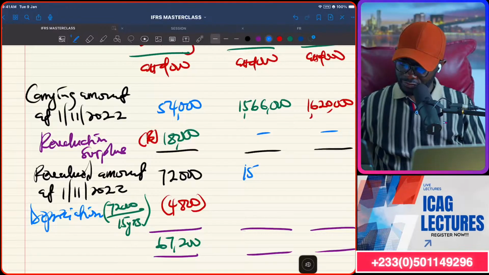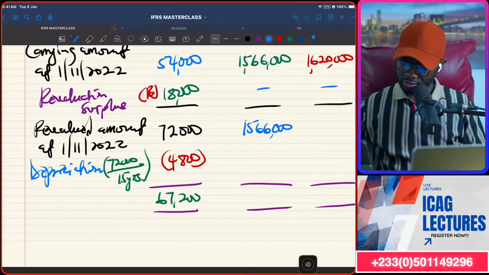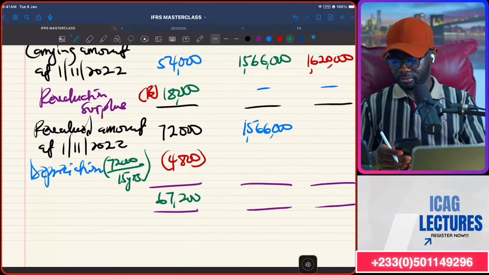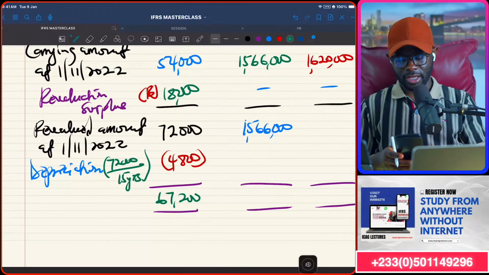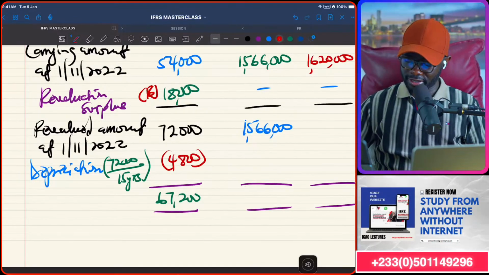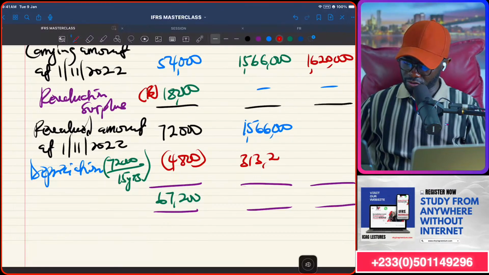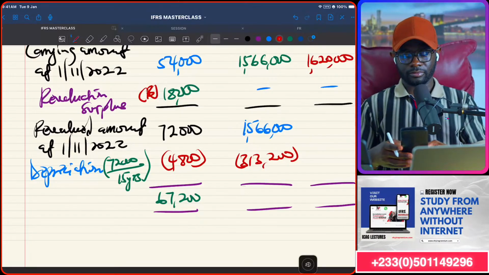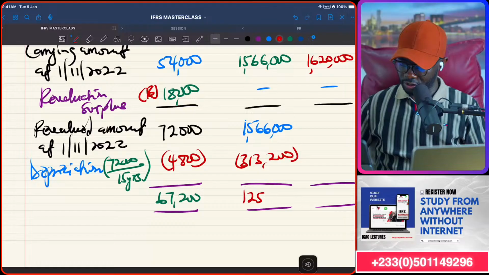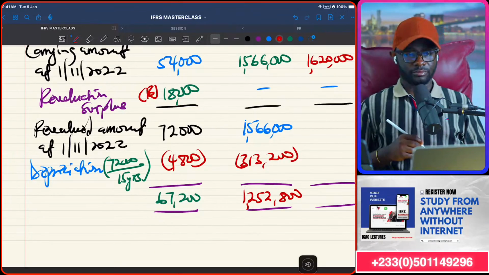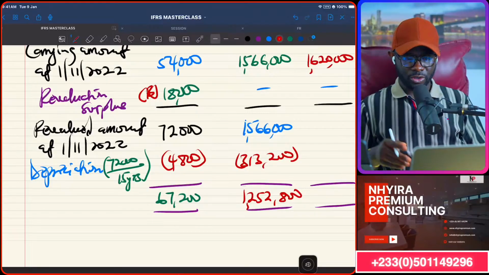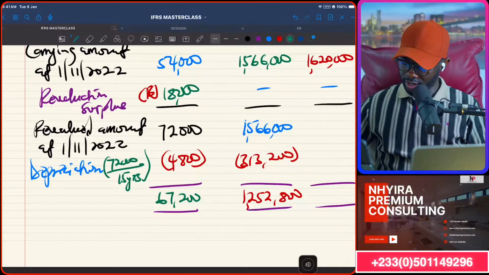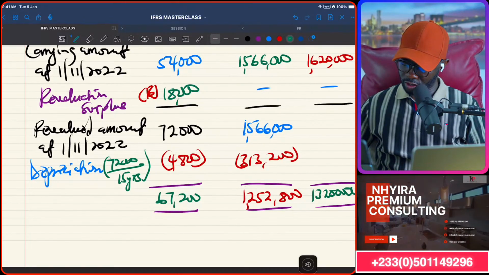So we'll still have the 1,566,000. So the depreciation will be 20% on that figure. So 1,566,000 times 0.2. And that is 313,200. So we subtract that. And that is 1,252,800. So we add it up because we need a total depreciation. 1,320,000.